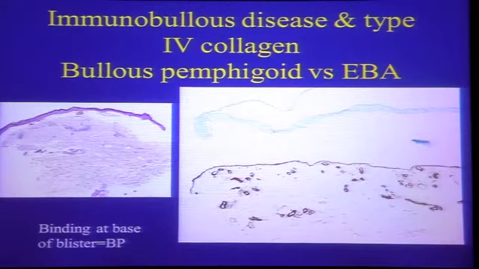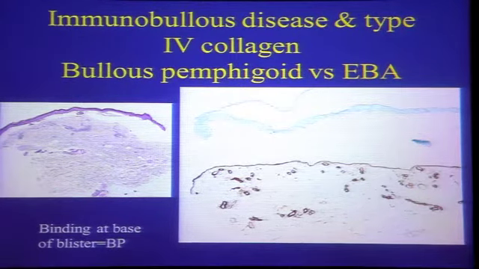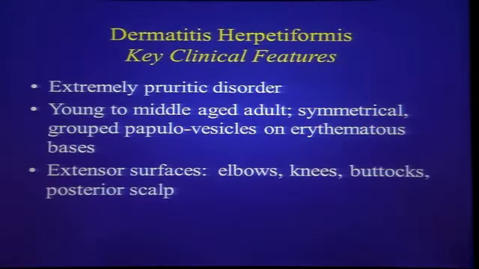Now, if you don't have salt split skin in your laboratory, if you do have a blister, you can actually use type 4 collagen, and the opposite is true here. The binding will be at the base of the blister with type 4 collagen if it's bullous pemphigoid, because that blister in bullous pemphigoid is occurring much higher than in EBA, which occurs beneath the level of type 4 collagen. So that's a helpful thing you can do if you don't have a salt split skin study to do.